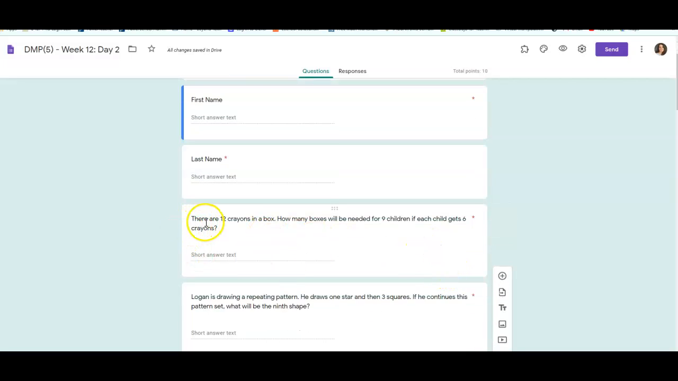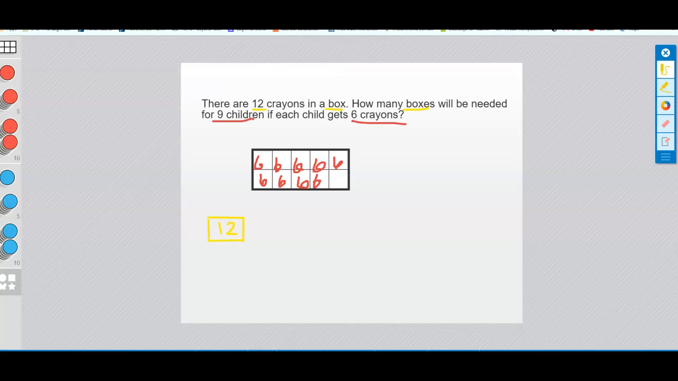So the first one says there are 12 crayons in a box. How many boxes will be needed for 9 children if each child gets 6 crayons? So let's break this down a bit. We know that there are 12 crayons in a box. We need to know how many boxes will be needed for 9 children if each child gets 6 crayons.